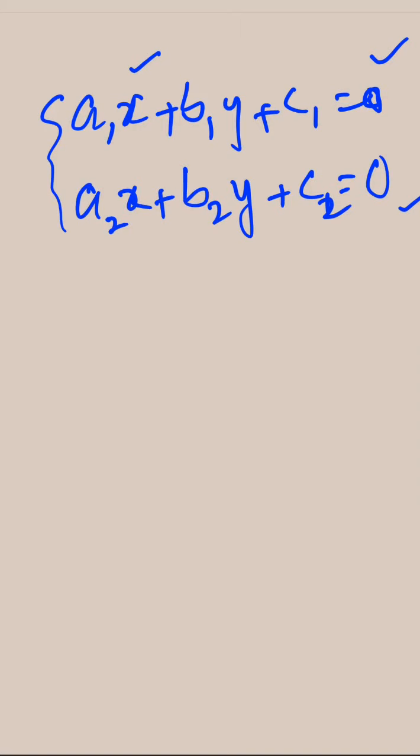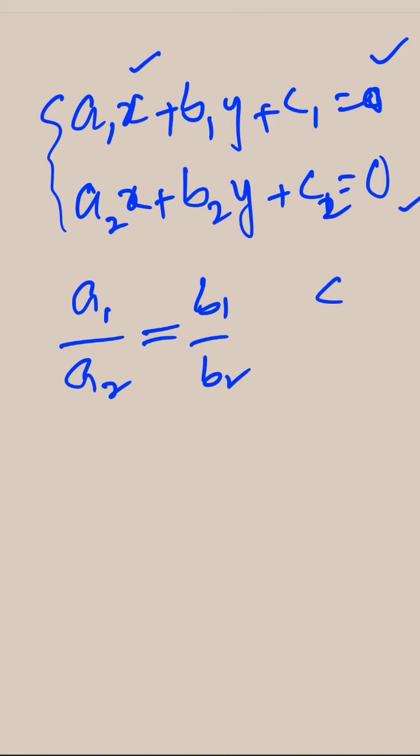Next condition is if a1 by a2 is equal to b1 by b2. If not equal, there is no option, that is intersecting lines. If these two ratios are equal, then we have to go for another condition, that is c1 by c2. If a1 by a2 is equal to b1 by b2, then we have to check the constants also.